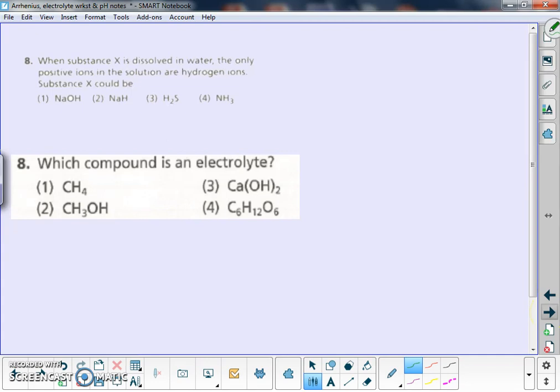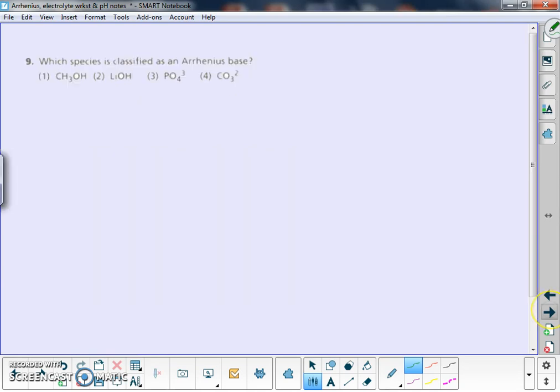Number 8, this is the bottom one, is the one you have, which is an electrolyte. Again, you're looking for an acid, a base, or a salt. Number 1 is an organic compound. Number 2 is an alcohol. Number 3 is a metal, and it's a hydroxide, so there is your answer. That's your base. Number 4 is simply sugar.